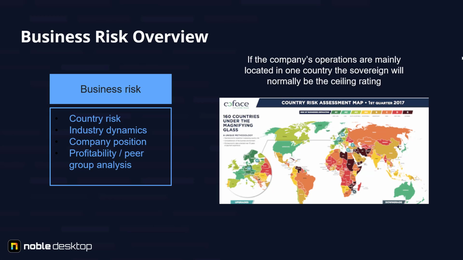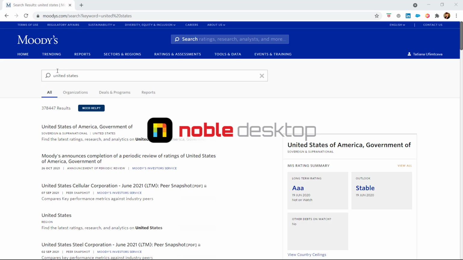If the company's operations are mainly located in one country, the sovereign will normally be the ceiling rating for the company. If I go to Moody's and put United States here, the government of United States of America has a long-term rating of AAA. As we remember, it's the highest rating Moody's provides, which means extremely strong capacity to meet commitments. So for all companies located in the US, AAA would be a ceiling rating. And then depending on the industry and company financial situation, the rating would be assigned for a specific company.